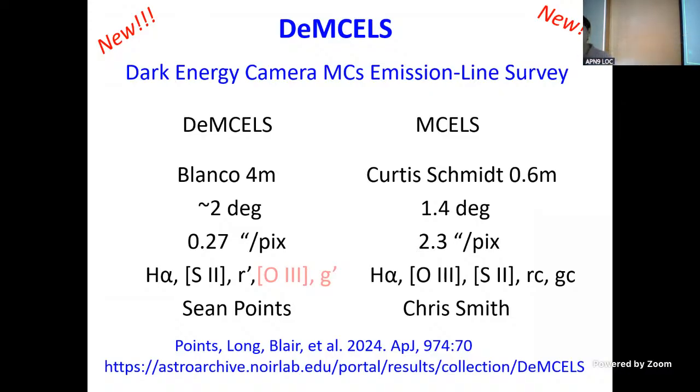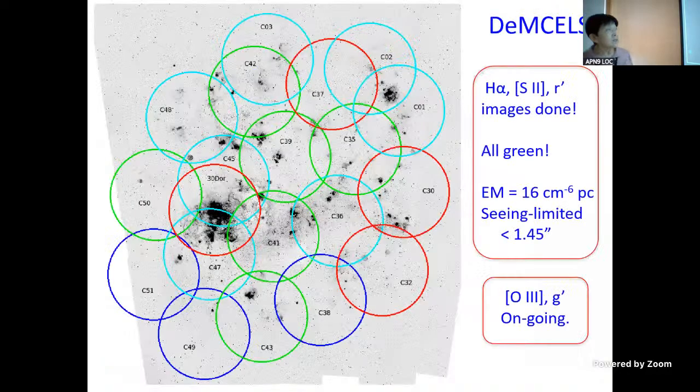MCELS has the H alpha, O III, sulfur II and continuum images, and the PI is Chris Smith. And DAMCEL has H alpha, sulfur II and red continuum. But O III and green continuum are ongoing, so we're doing it this year. The H alpha, sulfur II and red continuum are already done. It's all put on the web, and the data are all available from this website. And the paper for the Large Magellanic Cloud was published by Points et al. just last year.